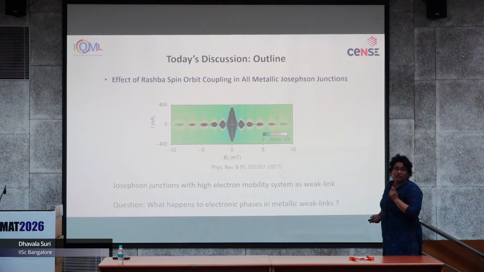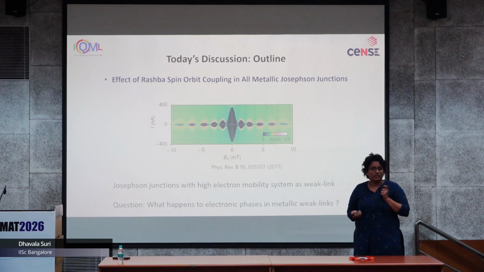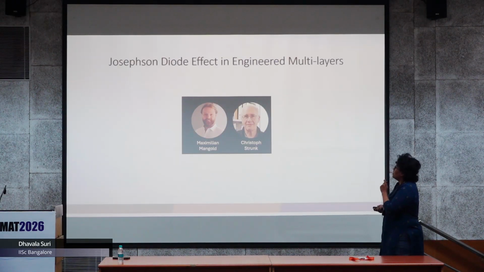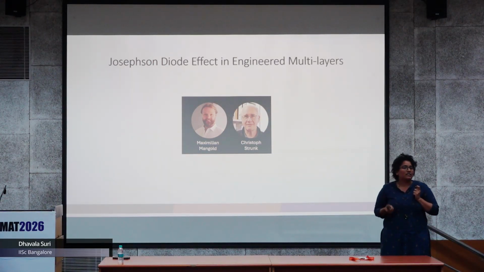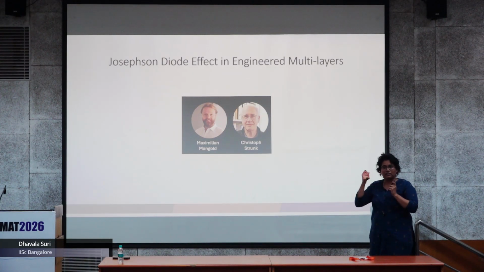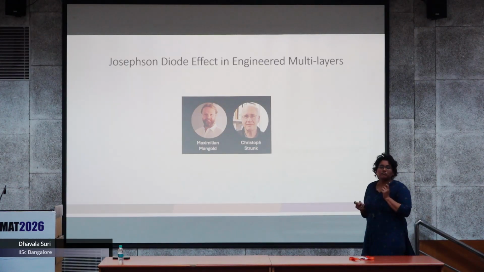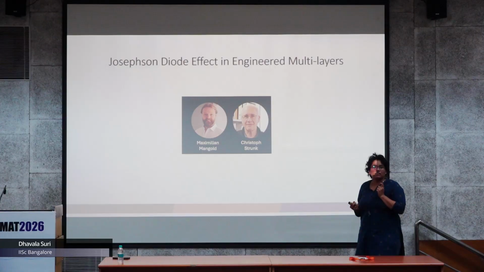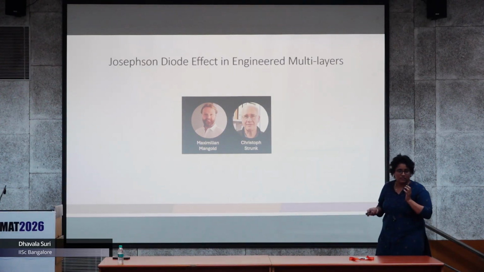Okay, and we thought, can we look into these all metallic systems and try to look at the Josephson diode effect in these all metallic systems and engineer the Rashba spin orbit coupling? Can we do something about it? That was the whole point, because you have Rashba spin orbit coupling in indium arsenide. So can we just engineer the metallic system such that we get Rashba spin orbit coupling parameters of that order? Is that possible?